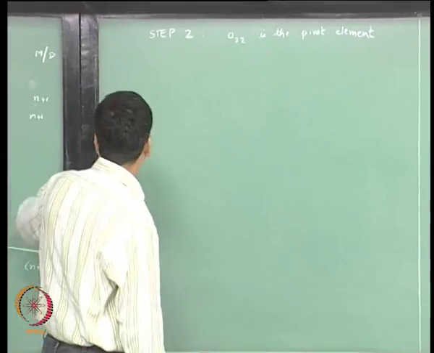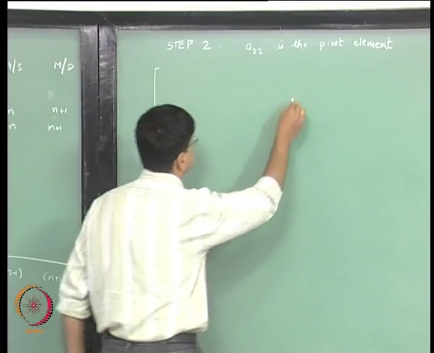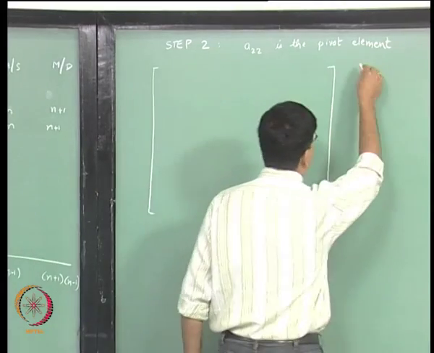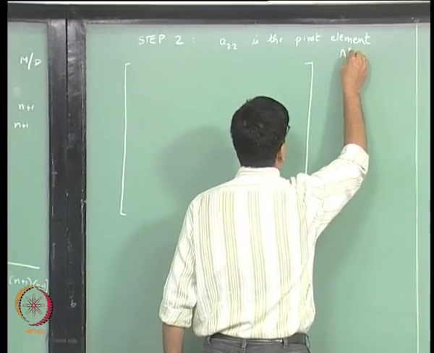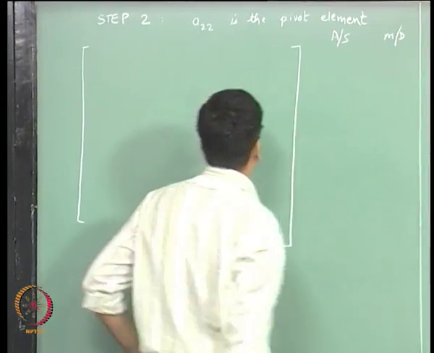Okay. So now let us see what happens in step 2. Okay, we will have this matrix again, and then we have addition subtraction steps, multiplication division steps.